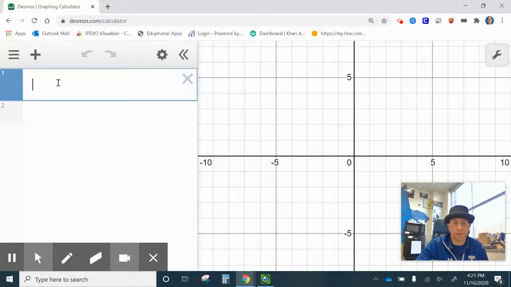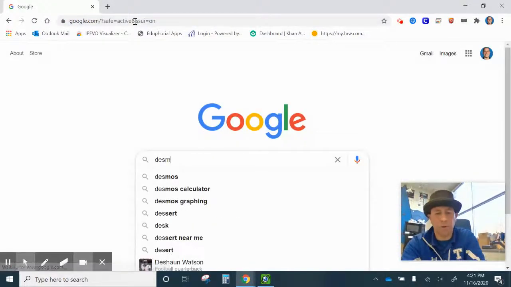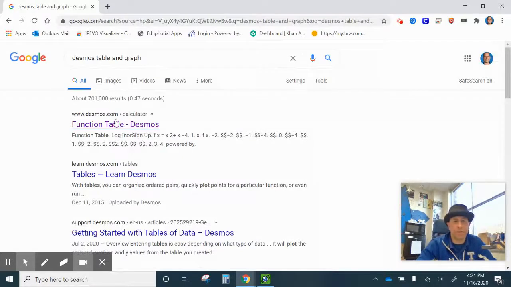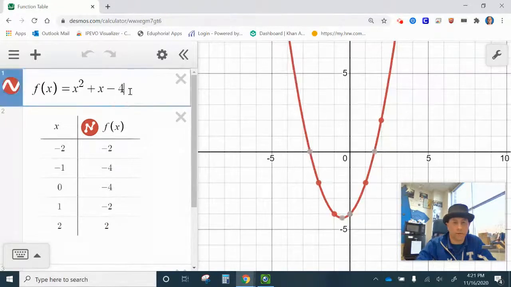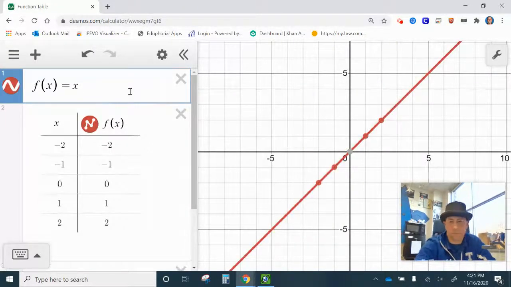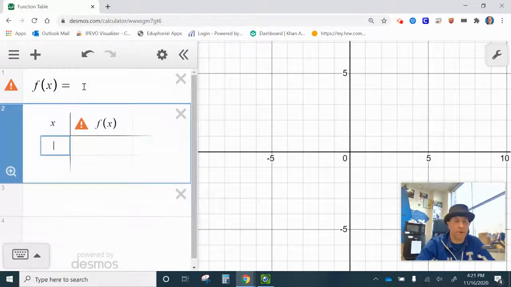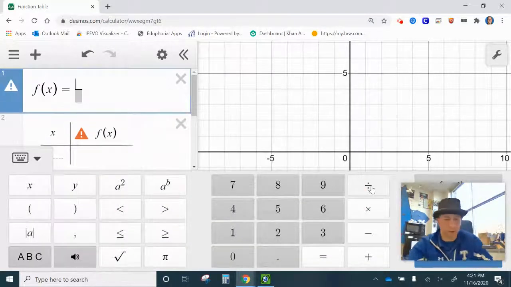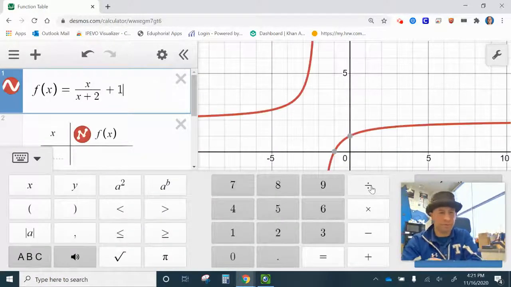But the problem is here you don't have a table. We want a table. So let's actually go to Google, and we want to write Desmos table and graph. Okay, Google Desmos table and graph. We get function table. We want that. Okay. Now we don't want this function, so we're going to delete that. And we don't want these values. Okay. So now in the function we're going to type in divide, and we're going to put in x divided by x plus 2 plus 1.